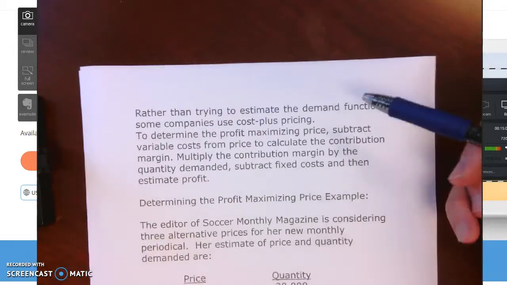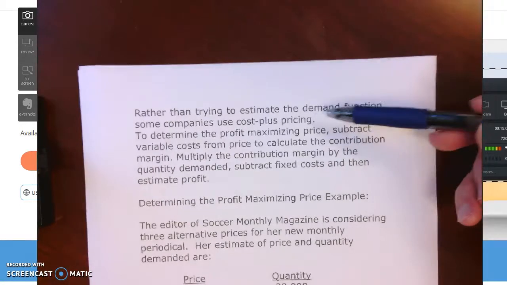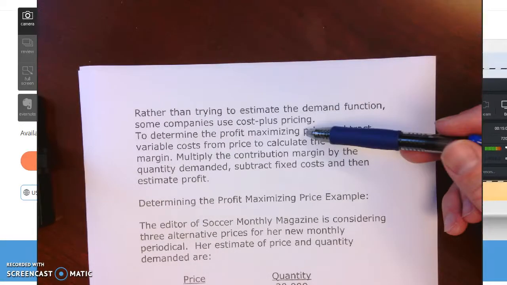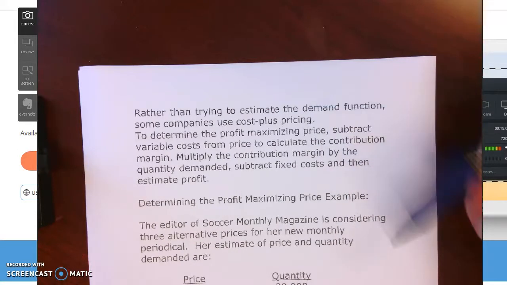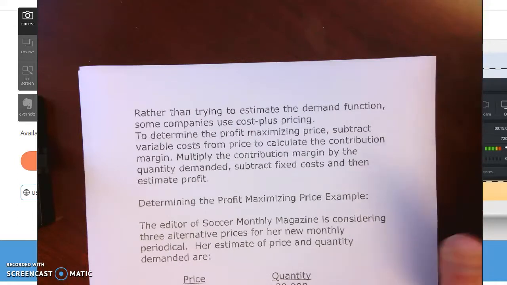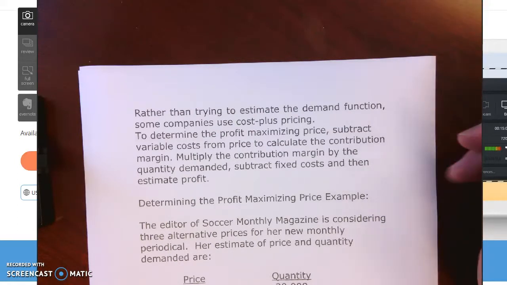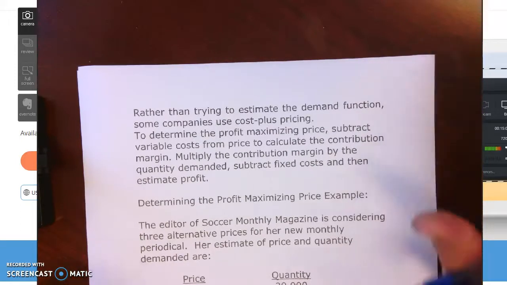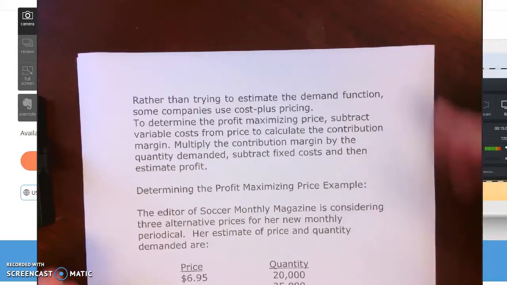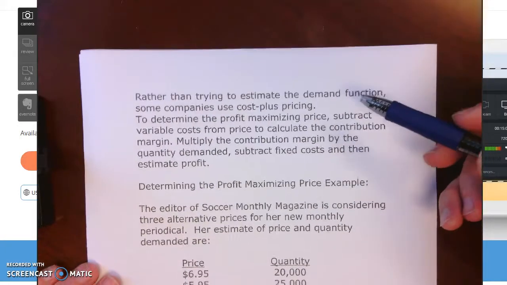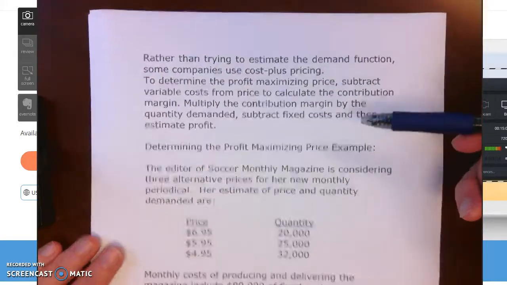Some companies, rather than trying to estimate the demand function, might use cost plus pricing. And that's something that we will talk about more in a subsequent lecture video. Although even with cost plus pricing, you're still going to have some idea of the demand function because you're going to be setting the markup. I'll talk about that in a subsequent lecture video. For now, let's look at a pretty easy example of determining the profit maximizing price.